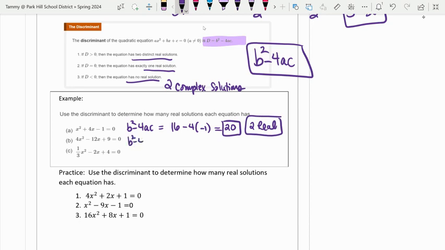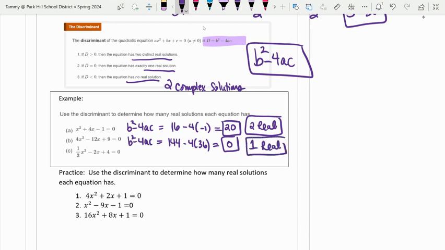Next one, b squared minus 4ac. So if I square negative 12, I get 144. Minus 4 times ac, 4 times 9 is 36. So using your calculator, 144 minus 4 times 36 is 0. So that means 1 real solution.